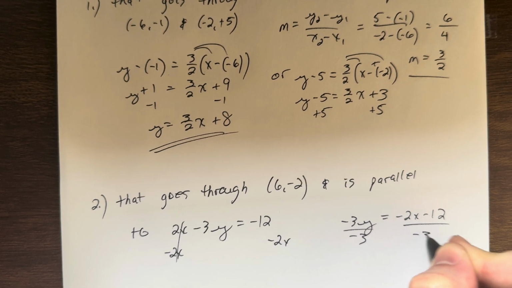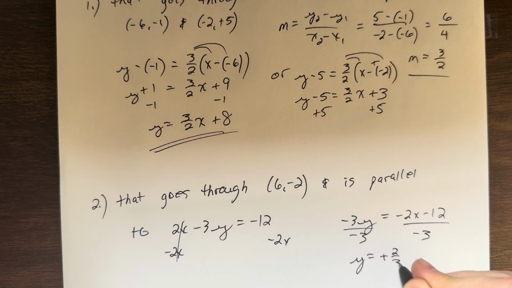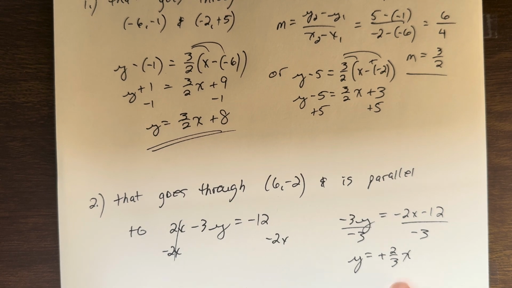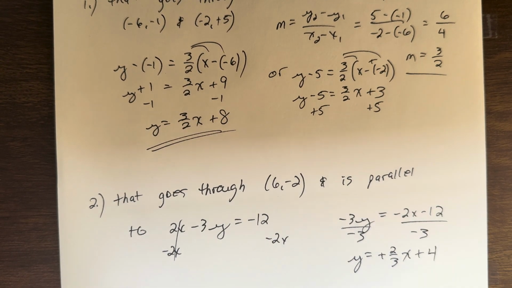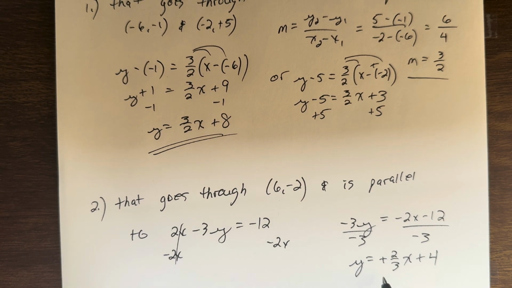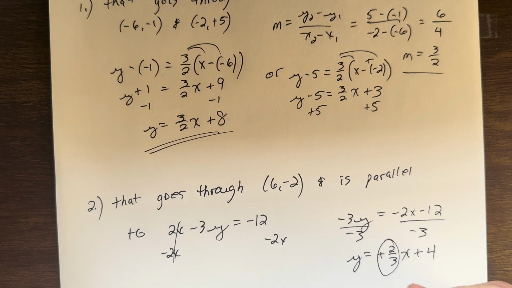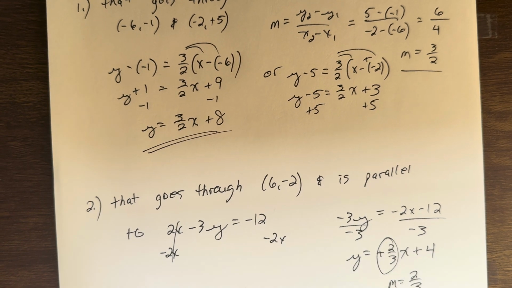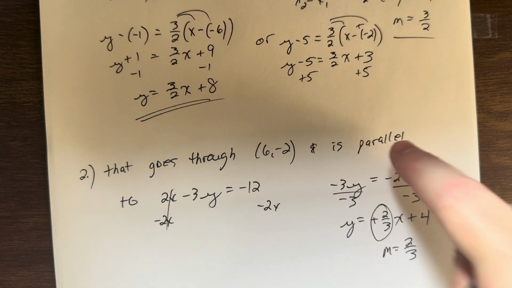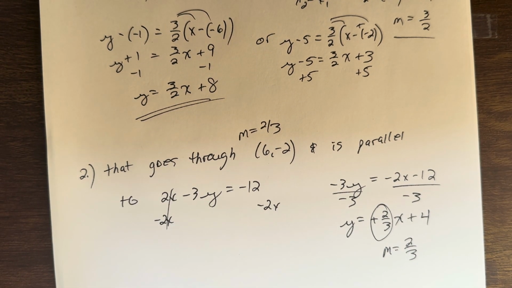Divide everything by negative 3. Clean y over here. Negative 2 divided by negative 3. Well, I can't reduce that fraction, but I don't want to leave the 2 negatives. That becomes a positive 2/3. And then minus 12 divided by minus 3 is positive 4. Okay. We've got this line in this form. So what is the slope of this line? There it is. The slope is 2/3. And since my line is parallel to this line, my line also has a slope of 2/3.